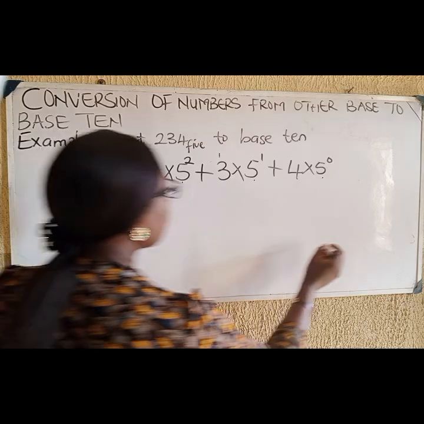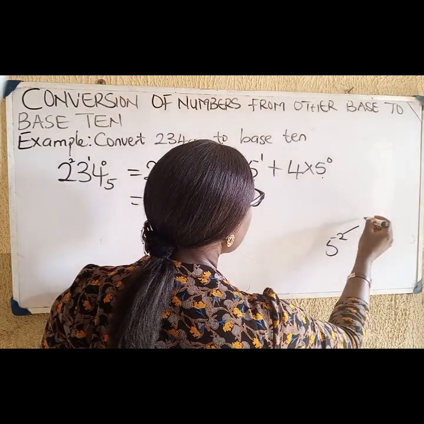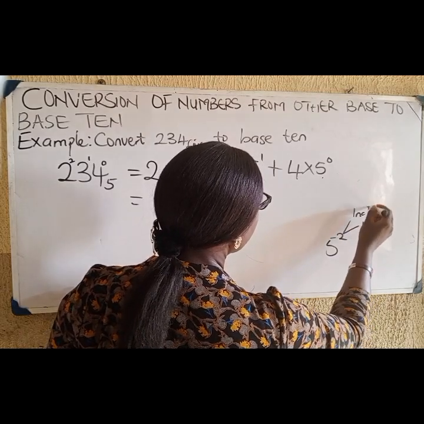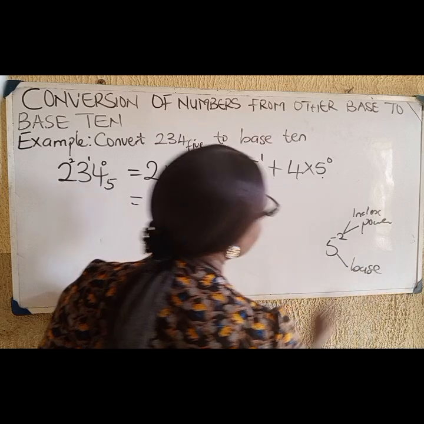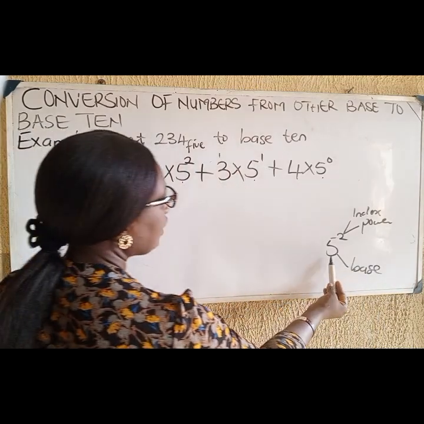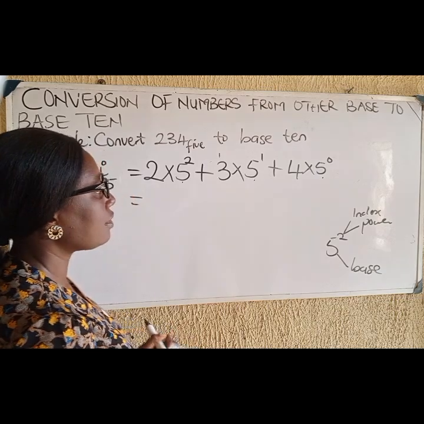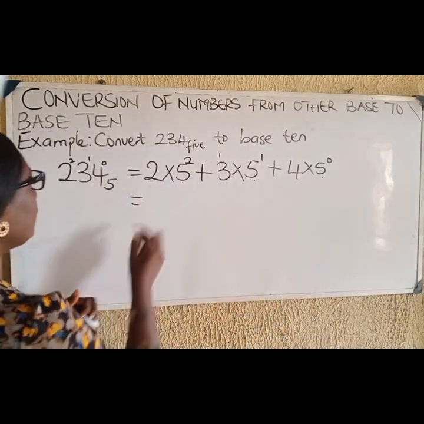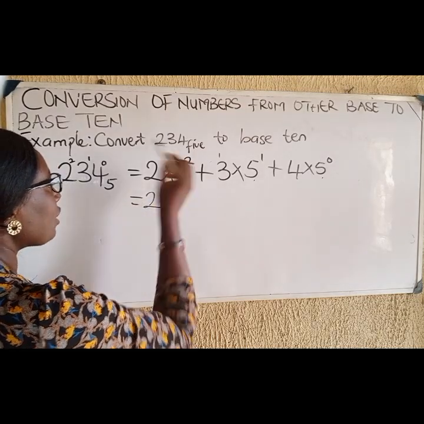When you have something like 5 raised to power 2, this 2 is the power, or you call it the index, and 5 is called the base. When you have something like this, this is the base, and this is the power, or the index. So we'll continue. I have 2 times 5 raised to power 2.